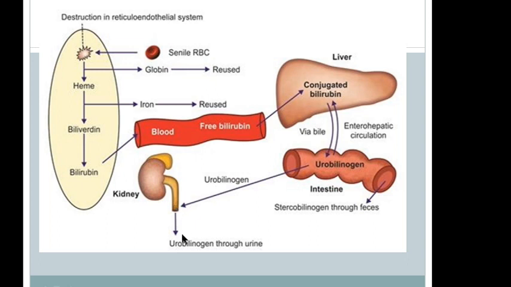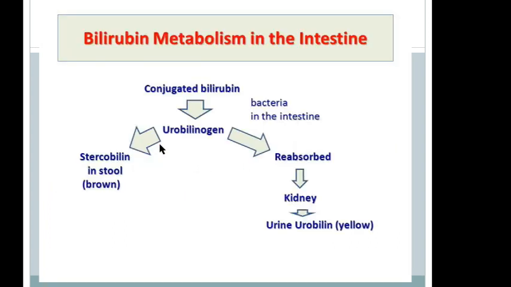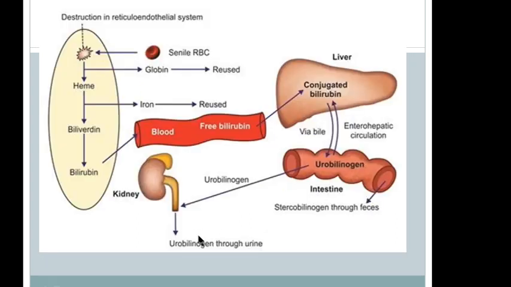This urobilinogen in the kidney is excreted through the urine, and when it comes in contact with the air, it converts into urobilin. And this stercobilinogen, when it comes in contact with air, converts into stercobilin. Okay, so this is the formation of the bile pigment. This is the bilirubin metabolism in the intestine.